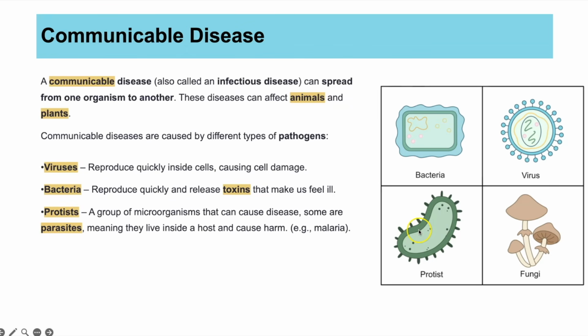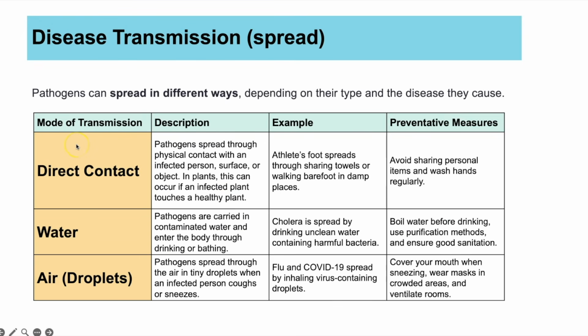Protists, which we can see here, are a group of microorganisms that can cause disease. Some are parasites, meaning they live inside of a host and cause harm, and malaria is an example, which comes up later in this topic. And then lastly are fungi, and they can grow on the surface of organisms, and they sometimes release toxins as well. So the way that these diseases are transmitted, or in other words, how the pathogens can be spread between different organisms, varies depending on the type of pathogen it is and the disease that they cause.